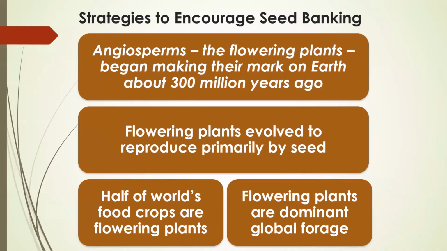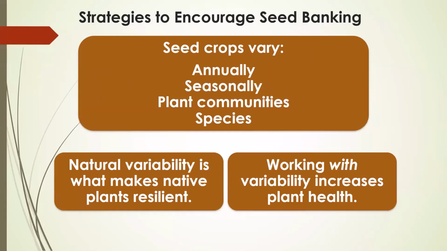So this portion is about seeds. Seeds come from flowering plants. Flowering plants are the angiosperms. They've been around for about 300 million years. They have evolved to reproduce by seed. Basically, all of this on this slide is to say that flowering plants dominate the world, essentially. If we didn't have flowering plants, I don't know what we would eat. Seed crops in a flowering plant: as with anything in life, a lot of variation.